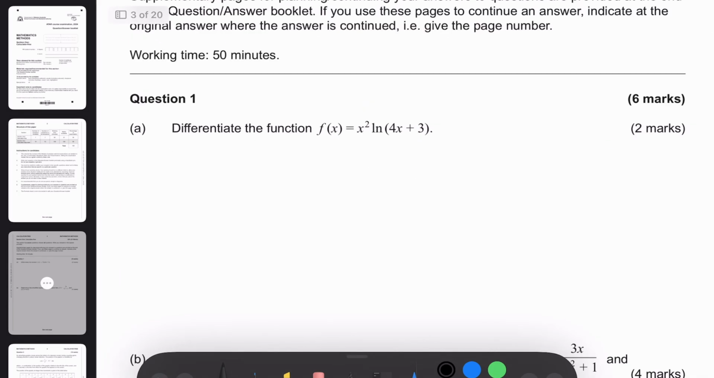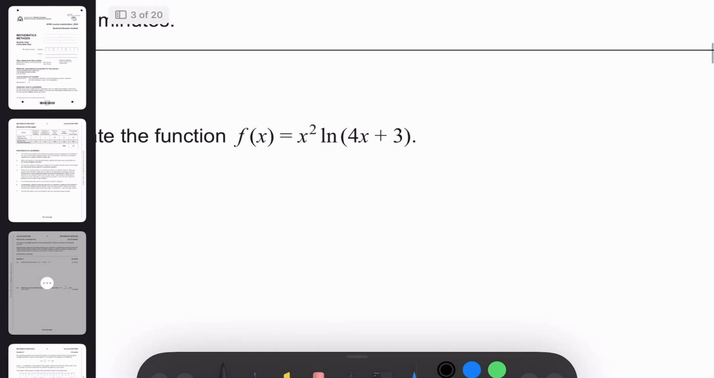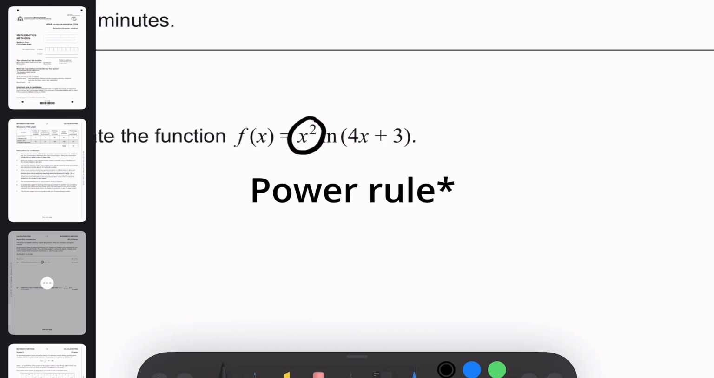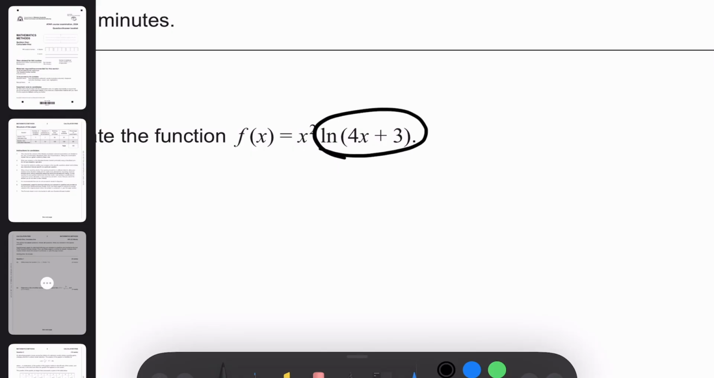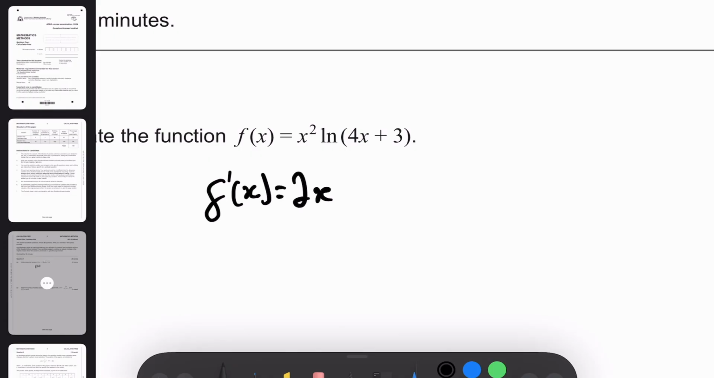So we have this first question: differentiate the function f of x is equal to x squared ln of 4x plus 3. So we can see here quite clearly we're going to have to use the product rule along with the rules for differentiating ln functions. So if we just put it all together, first differentiating x squared, this should be pretty easy, 2x, and then we just plot this at the end. Differentiate this and then just times it by that.